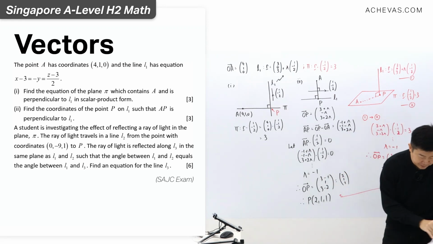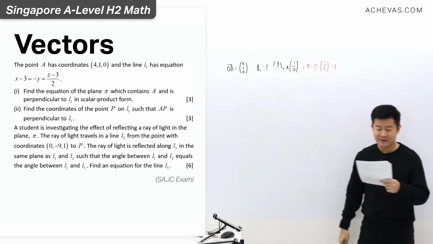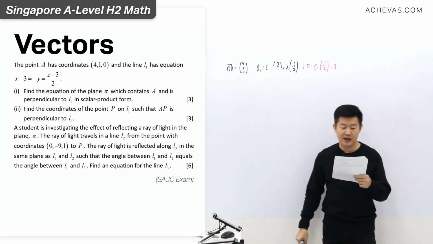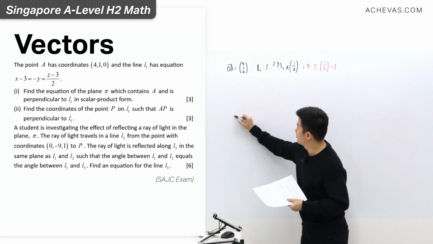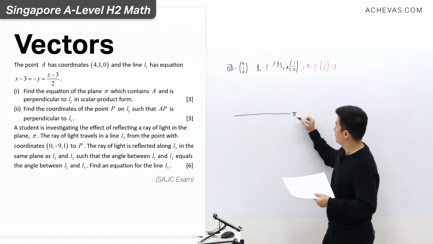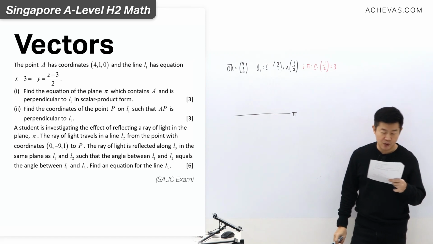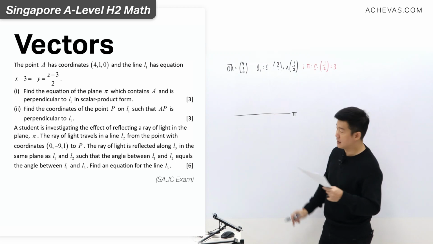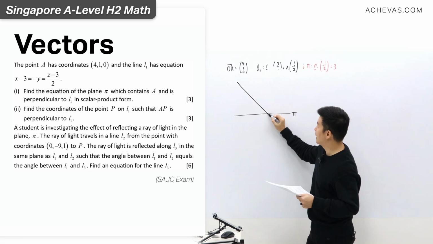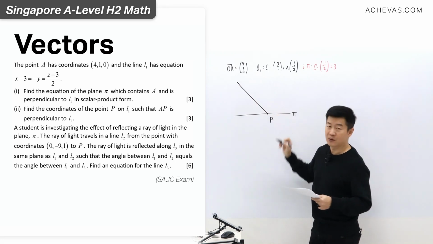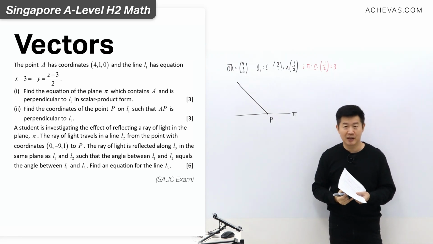So let's take a look at the last part, and we want to aim again to draw a diagram. The last part is about reflection. A student is investigating the effect of reflecting a ray of light in the plane pi. Okay, we are still looking at the plane pi. The ray of light travels in the line L2 from the point (0, -9, 1) to P. Where is P? P lies on the plane pi. Just now we have already drawn that diagram and we have determined that P is a point that lies on the plane pi.